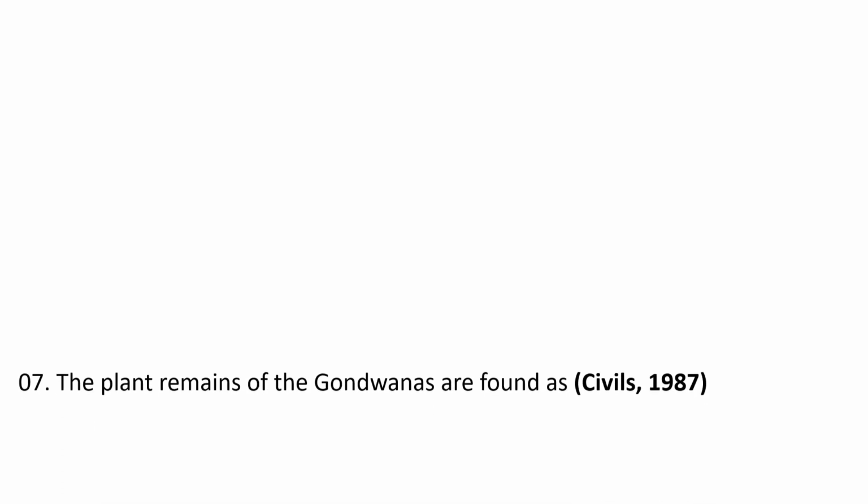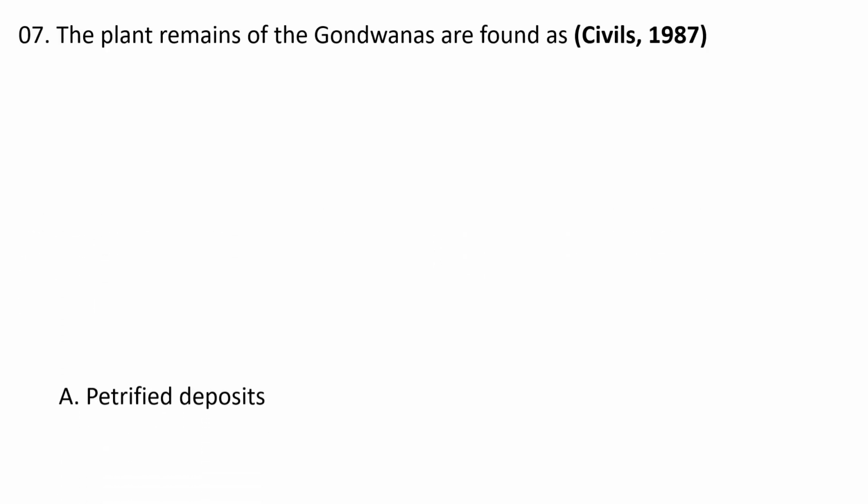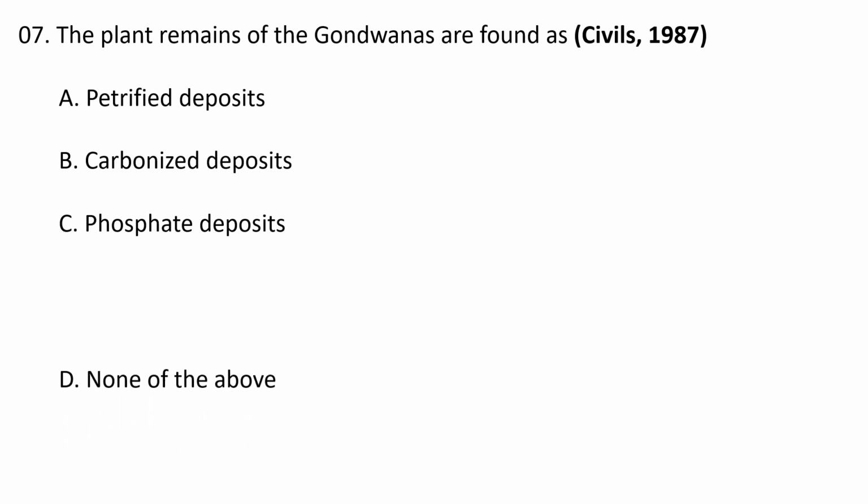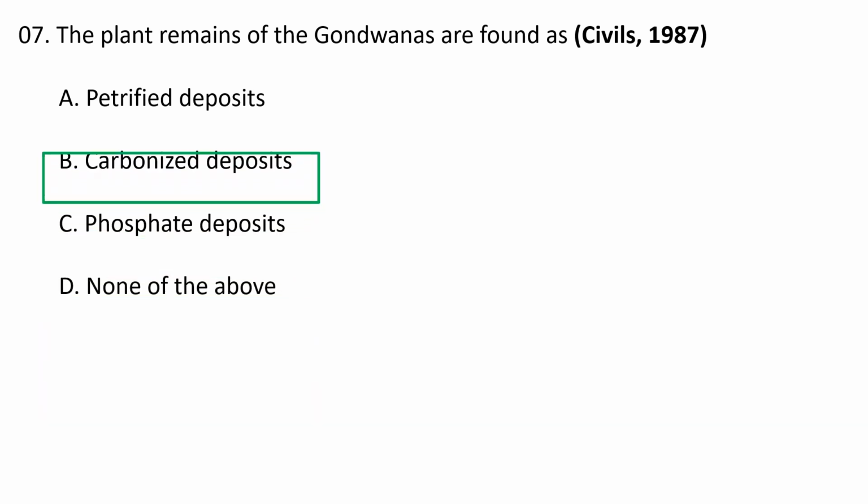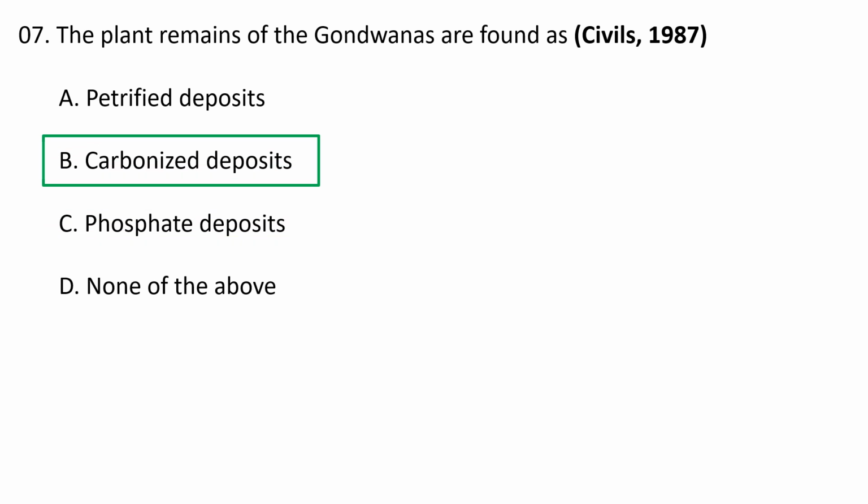Next question. The plant remains of the Gondwanas are found as A. Petrified deposits, B. Carbonized deposits, C. Phosphate deposits, D. None of the above. The plant remains of the Gondwana are found as carbonized deposits. So they are occurring as carbon sediments or carbonaceous deposits. Carbonized deposits, B is the correct answer.